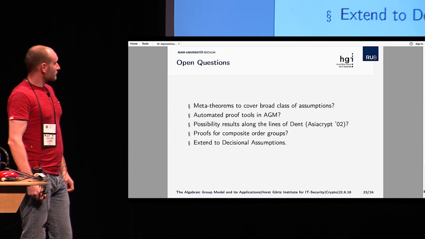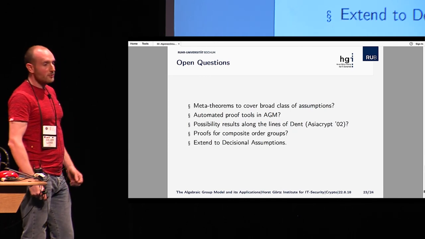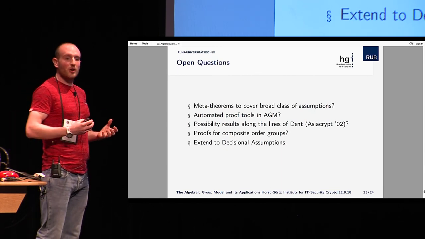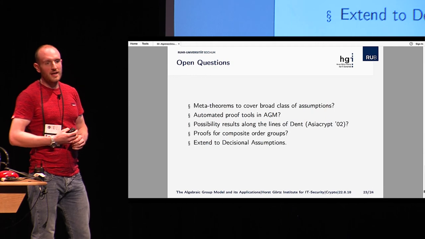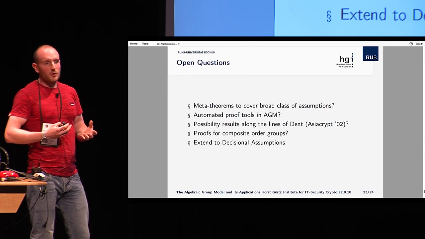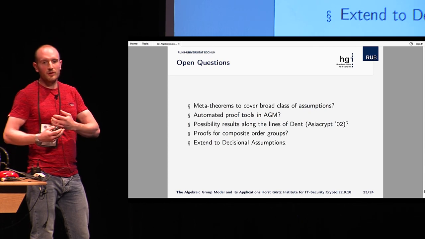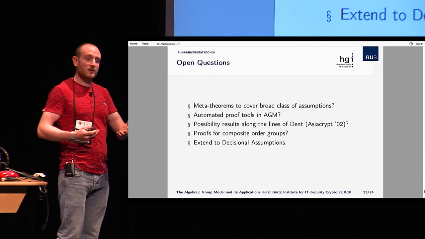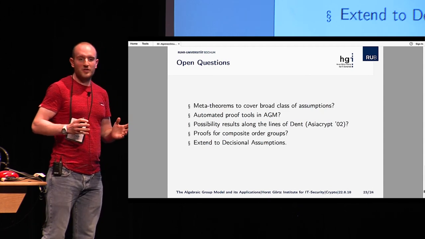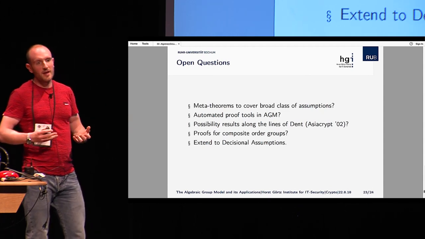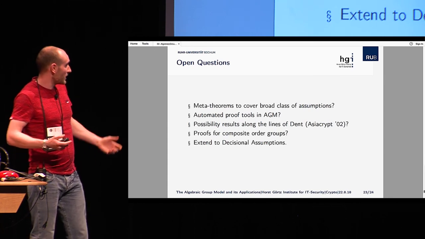And finally, this is sort of the main open question: is it possible to extend the algebraic group model to reasonably capture also decisional assumptions? Because right now, it is really tailored mostly to cover computational assumptions. If the algebraic algorithm doesn't return a group element at the end of the game, then we can't really harness anything from this model, right? So it would be nice if we could reasonably capture also decisional assumptions along the same lines.